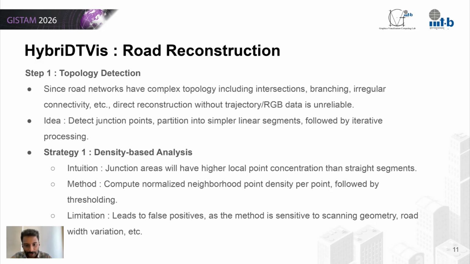So we explored two strategies for detecting junctions. The first is a density-based approach, based on the intuition that junction regions tend to have higher local point density. So we analyze the point cloud density over a local radial neighborhood around each point and apply a threshold to identify potential junctions. However, in practice, this approach did not perform well because point density is strongly influenced by scanning geometry and variations in road width and so on. So this led to a significant number of false positives.